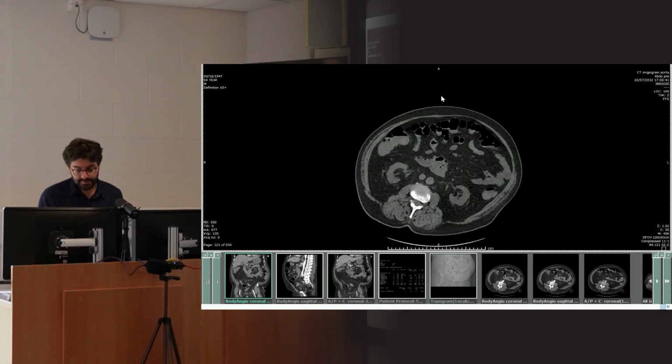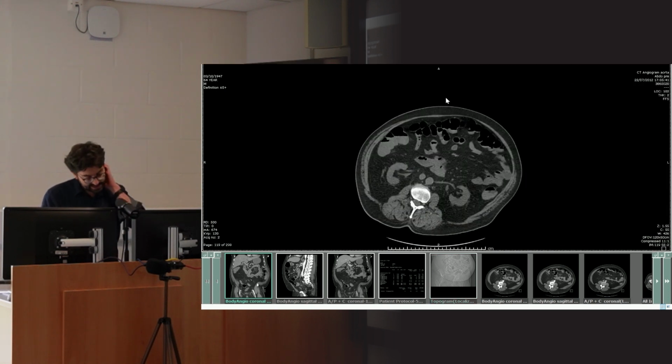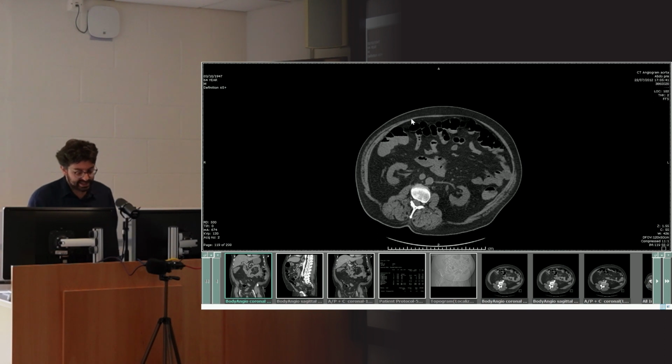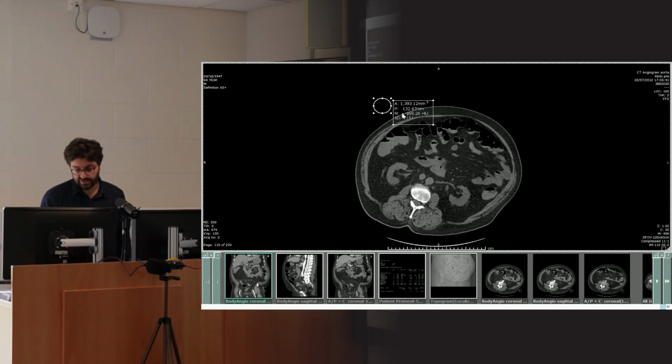And just like an X-ray, anything that is dense, such as metal or bone, will appear white. Anything that is not dense will appear dark. But in truth, the density of a structure is represented in something that we call Hounsfield units. And it's quite easy to get on a CT, because you can just draw a little circle and it'll tell you what the Hounsfield unit value of anything you're looking at is.